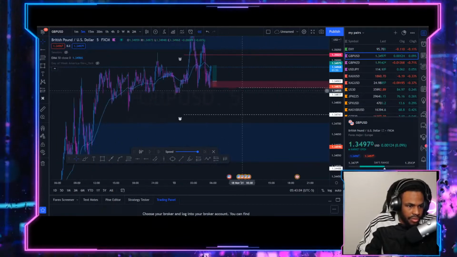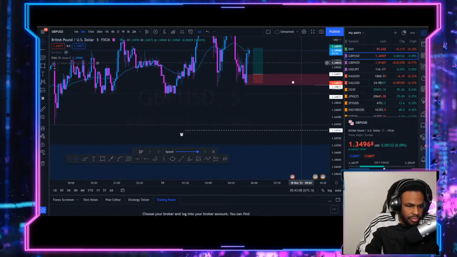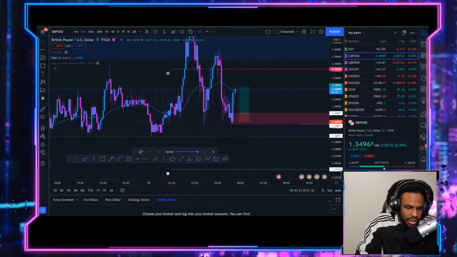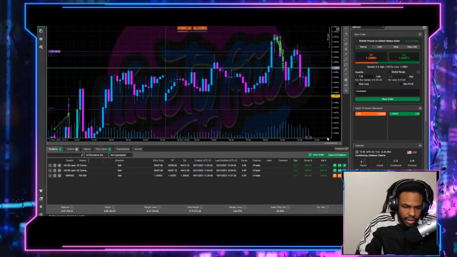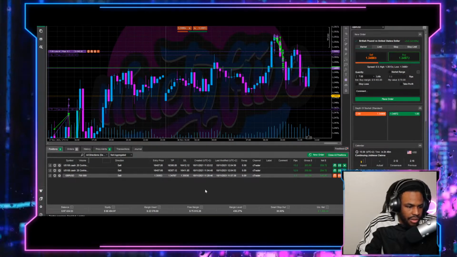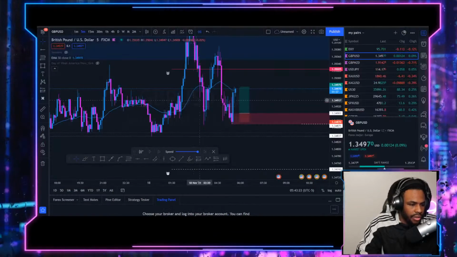Yeah, I must have removed it. But yeah, that's a solid. I bought up here. Actually, let me throw my GU trade on the chart. I don't think I had it on there at all. So GBP USD entry is at 1.35053.